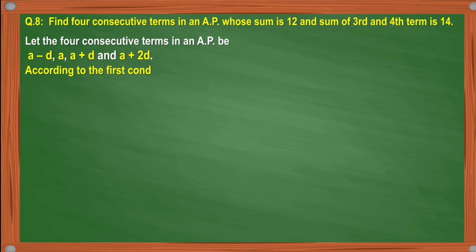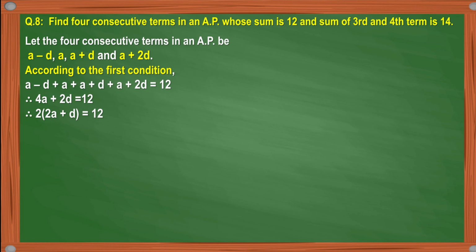So according to the first condition, the sum is 12. So adding all, equals 12. Minus d and plus d will get cancelled. How many a are there? 1, 2, 3, 4. So 4a and 2d. So 4a plus 2d equals 12. As 2 is common, we can take it out. You will get 2a plus d equals 6. So this is your linear equation.